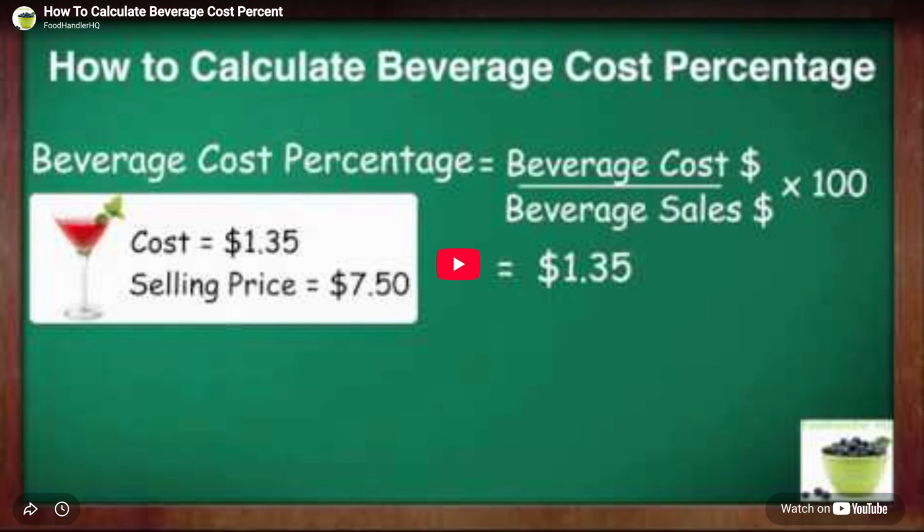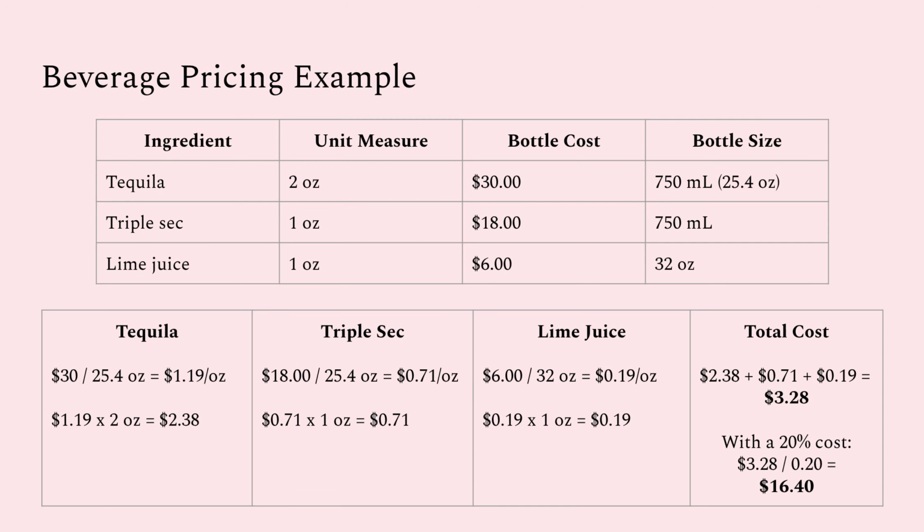So pretty simple. Like I said, we should feel familiar with that. So here is another example. This includes a short recipe. So this looks like a margarita. We have tequila, triple sec, lime juice. We have our unit of measure: 2 ounces of tequila, 1 ounce triple sec, 1 ounce lime juice.